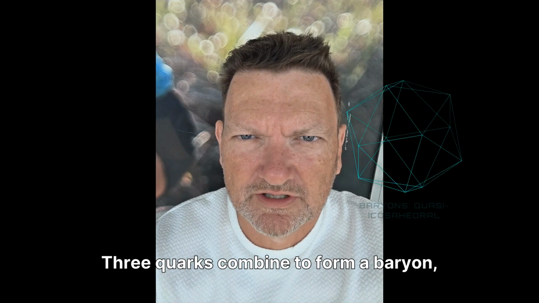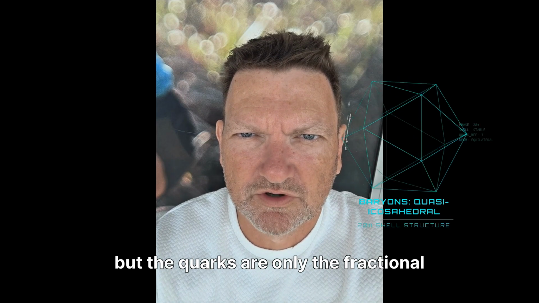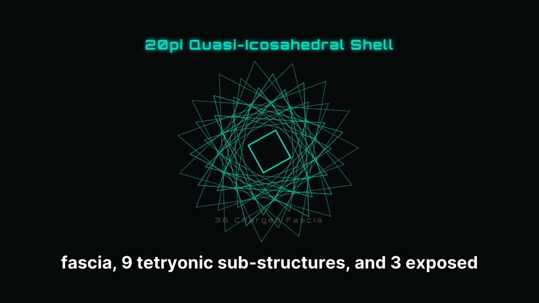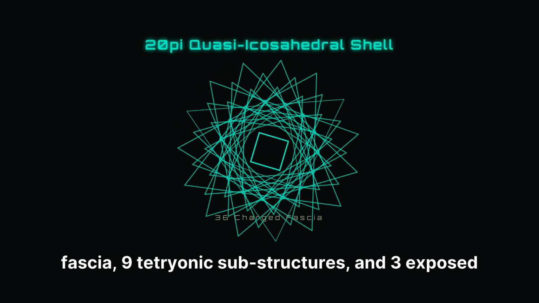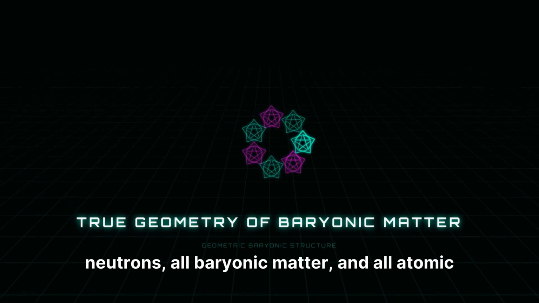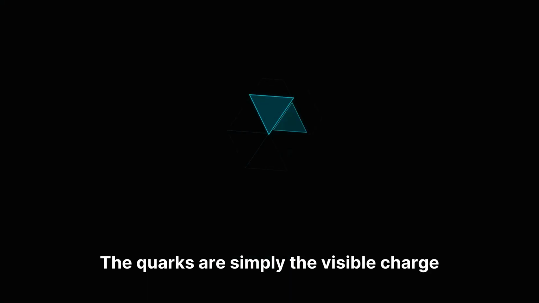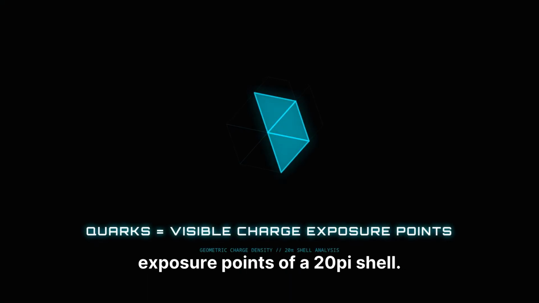3 quarks combine to form a baryon, but the quarks are only the fractional charge exposure points of a deeper structure: a 20pi quasi-icosahedral shell with 36 charged fascia, 9 tetryonic substructures, and 3 exposed fractional charge nodes. This is the true geometry of protons, neutrons, all baryonic matter, and all atomic nuclei. The quarks are simply the visible charge exposure points of a 20pi shell.